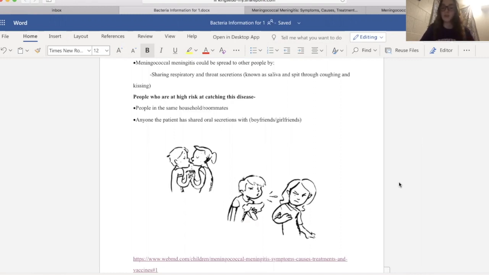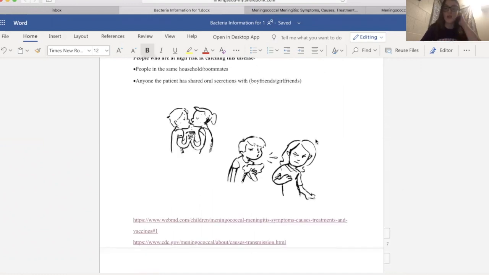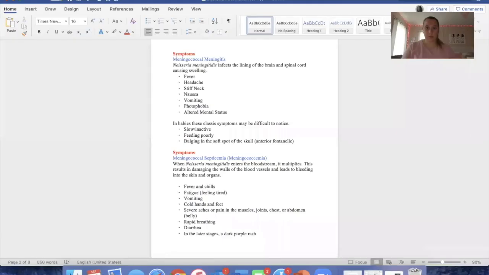So this could include parents, siblings, any family members, or college roommates, or boyfriends and girlfriends, because how you usually kiss them, it'll be spread that way. On the left of this picture, it shows how meningococcal meningitis could be spread through kissing, and on the right, it shows how it could be spread through coughing.